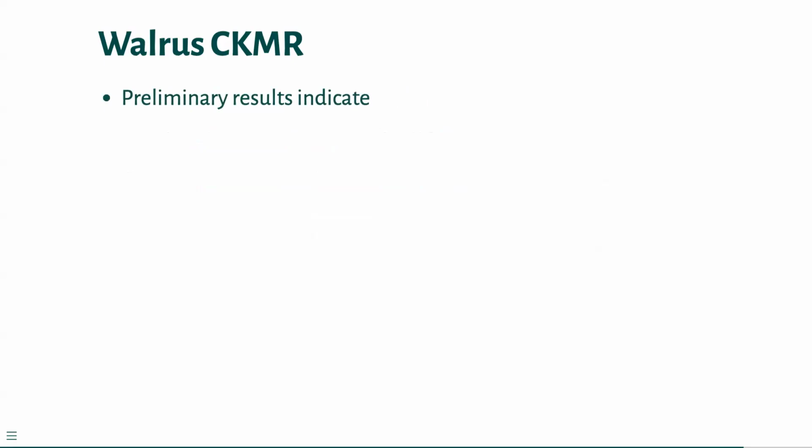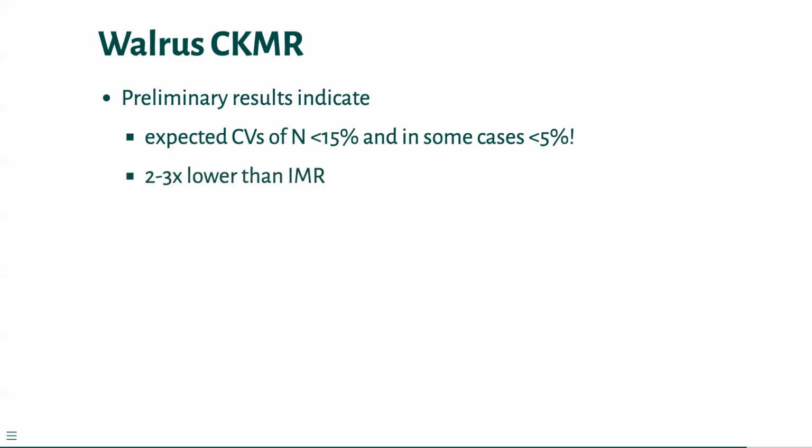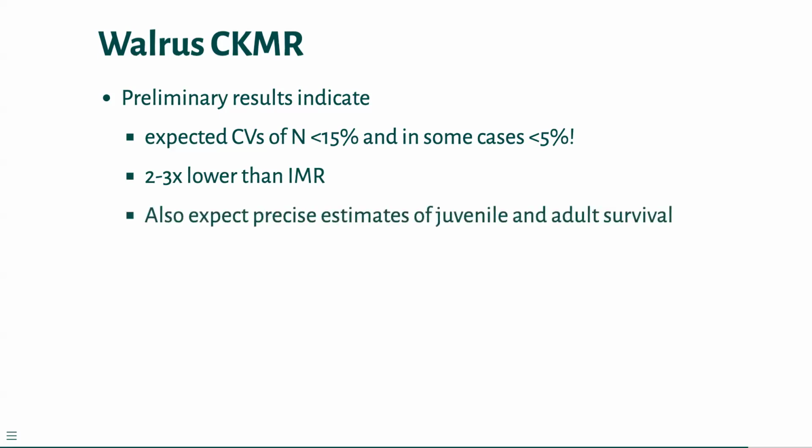So our preliminary results, and I'll stress that these are preliminary, but I did want to share. We're finding that the expected CVs of our estimates of female abundance are less than 15%. We do estimates of abundance for each year, and in some cases, less than 5%, which is very small. And this is 2 or 3 times lower than what they would have gotten using individual mark capture alone. So massive improvement there. And I don't even know how it compares to the CVs of the aerial surveys, but at least 4 or 5 times better, probably.